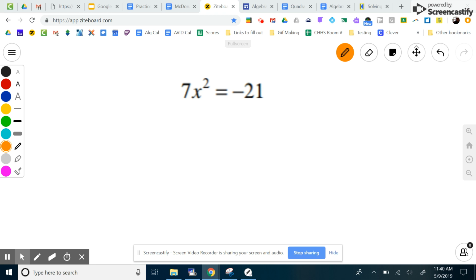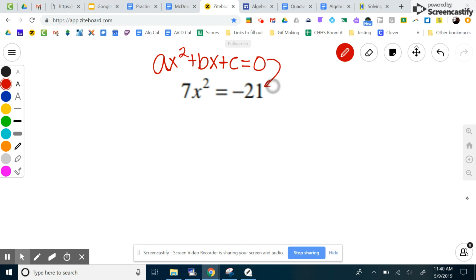squared equals negative 21. So say you didn't notice that this didn't have an x, and you didn't use solving by square root, but instead you decided to use the quadratic formula. So the first step in the quadratic formula is ax squared plus bx plus c equals 0. So you're trying to get it into standard form.